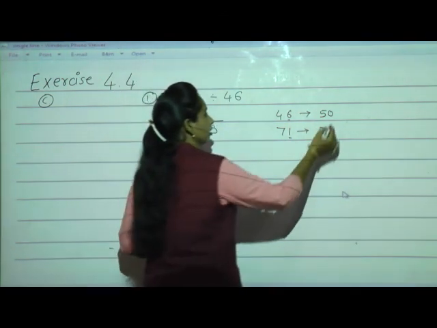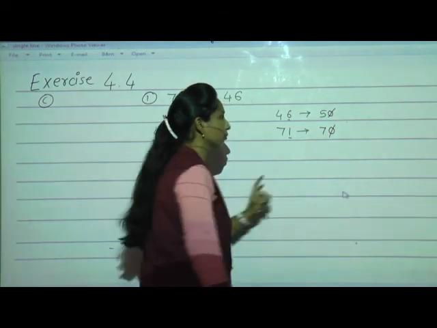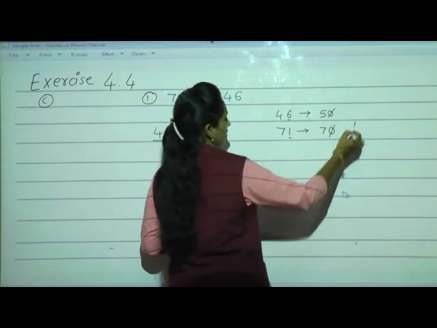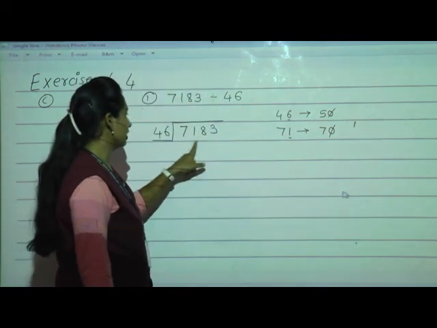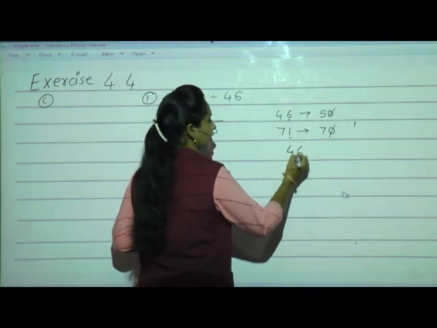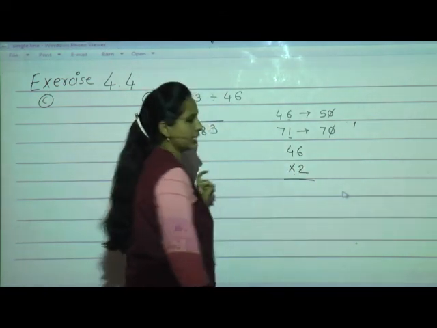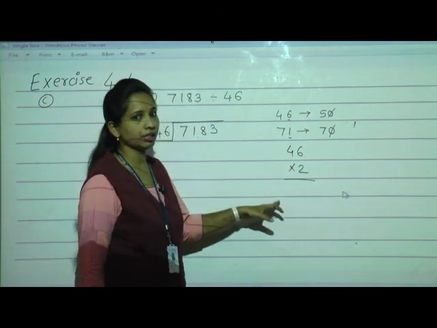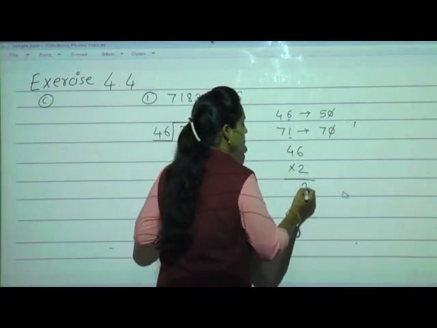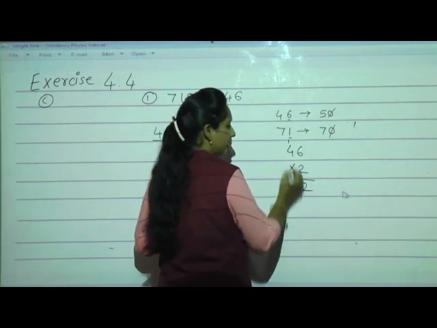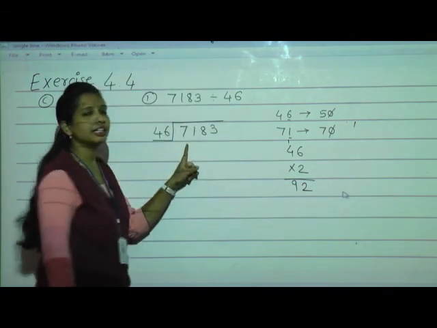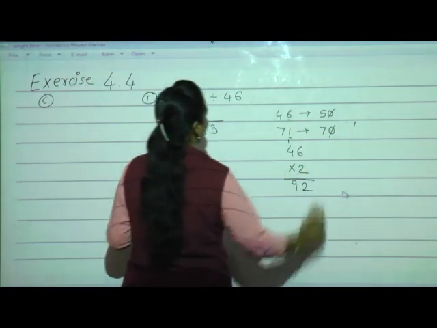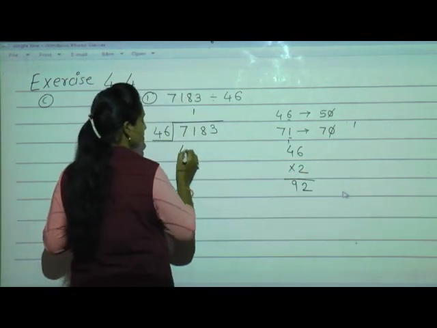Now when I cross the 0s, what will remain? 5 and 7. How many times 5 in 7? Only one time will come, isn't it? So what I will do with the actual number, I will try with quotient 2. The estimated quotient we have found is 1, but I will try with 2 and I will see. Now 2 6s are 12, carry 1, 2 4s are 8, 8 plus 1 is 9, 92. Will 92 go from 71? No. So what is the quotient? Only 1, 46 ones are 46.